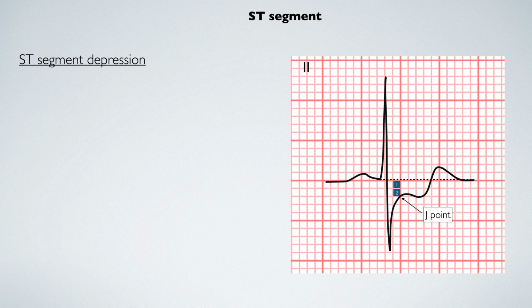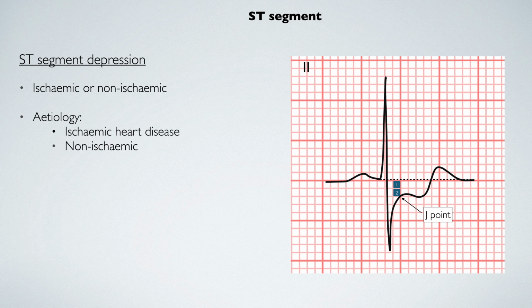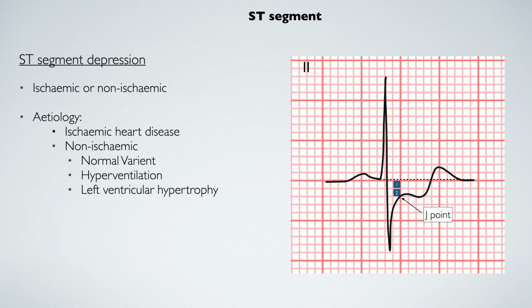ST depression is due to ischemic and non-ischemic causes. Non-ischemic causes include a normal variant, hyperventilation, left ventricular hypertrophy, left and right bundle branch block, and it can also be caused by digoxin and hyperkalemia.